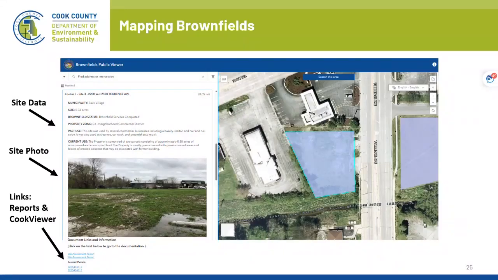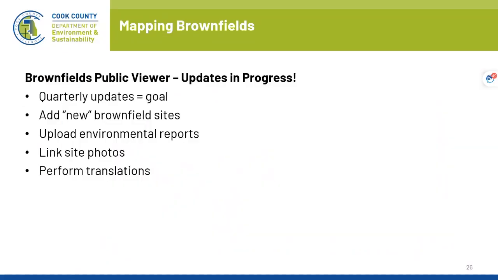So here we see a site photo. Again, a lot of these brownfield sites aren't the most photogenic. A lot of times it's a vacant site, not a ton to see, but that might be valuable information for you if you're a developer wondering if a structure exists or just what the site looks like. Toward the bottom there, you can see different reports and links to Cook Viewer. So we wanted to make it really a one-stop shop so users can access all of the data they might need about a brownfield site.